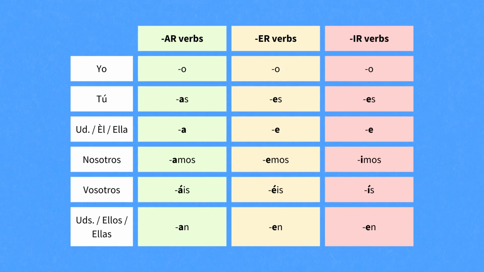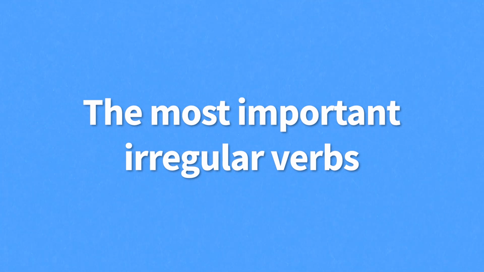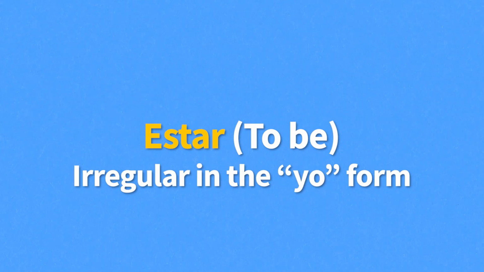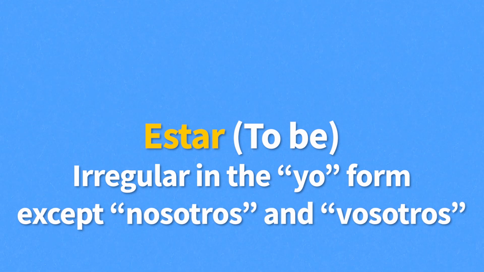We now know the basics of regular verbs, so let's check out the most important irregular verbs starting with AR verbs. Let's start with the verb estar, one of the two to be verbs. The verb estar is irregular in the yo form, which means it has a different ending from regular verbs. Most irregular verbs simply suffer a stem change in all forms except nosotros and vosotros. But it's normal to find irregular verbs where just the first person singular is irregular.